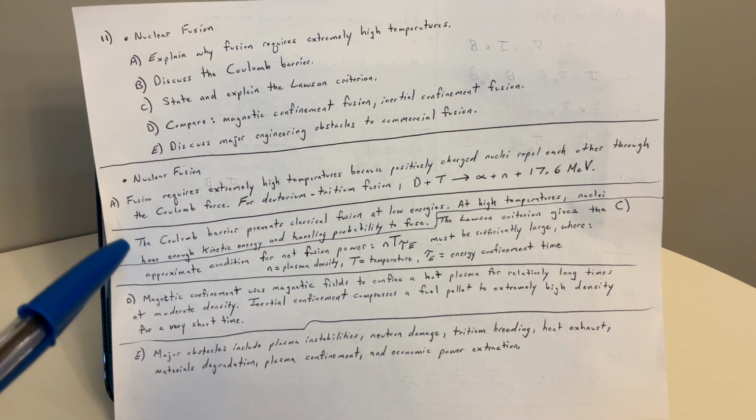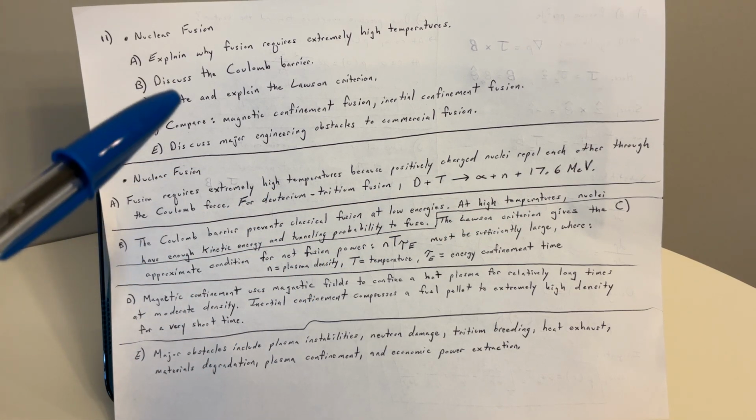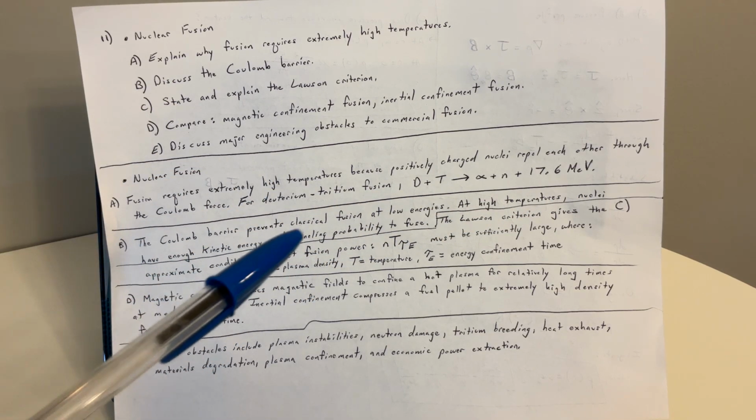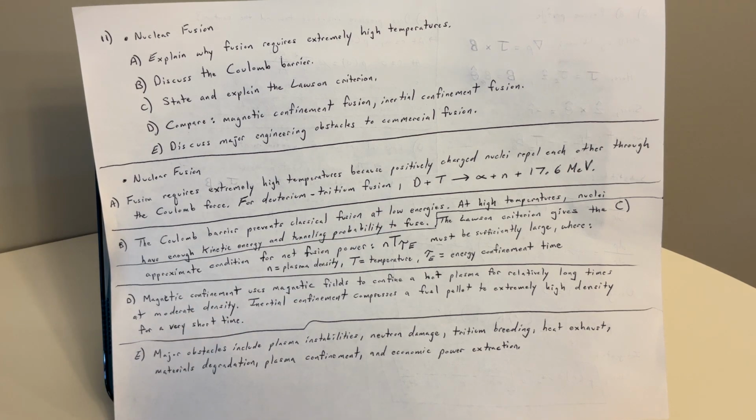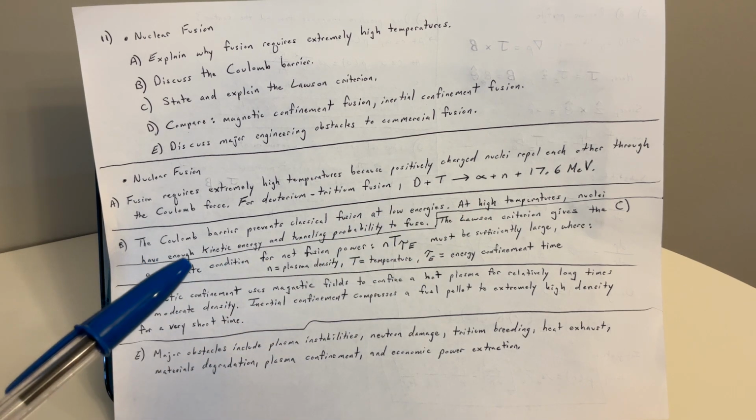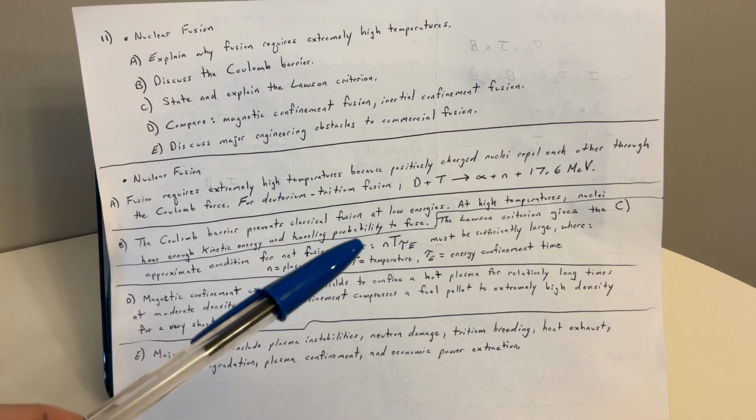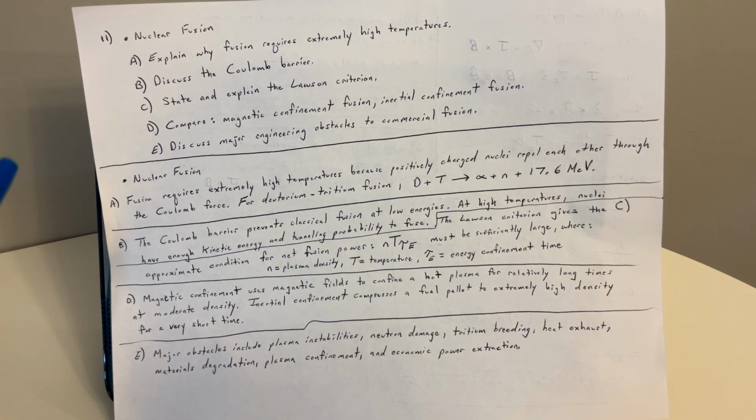Letter B, this should look familiar. Discuss the Coulomb barrier. The Coulomb barrier prevents classical fusion at low energies. At high temperatures, nuclei have enough kinetic energy and tunneling probability to fuse.